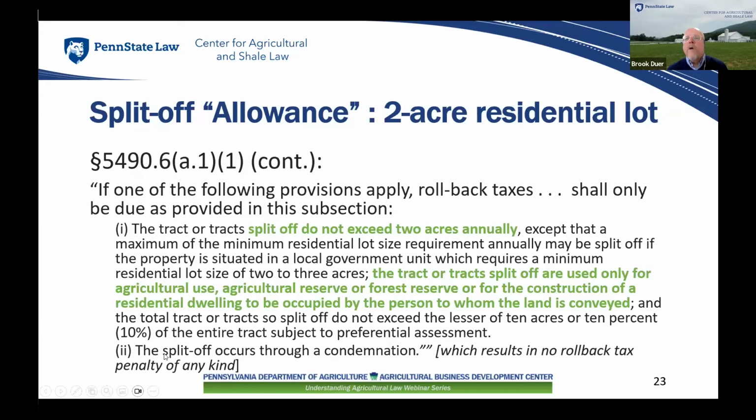But now also split offs that happen by condemnation, like a little tiny piece goes off for some project of some kind, sewer, roadway, whatever it may be. No rollback taxes of any kind. That's it. It's your clean transaction. You don't get penalized in any way, shape, or form. Nothing is kicked out of the program except that little tiny piece that maybe the sewer authority took.